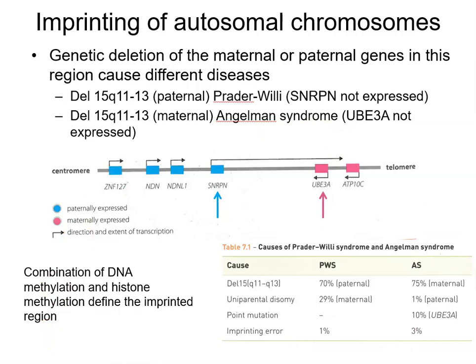However, this is a really difficult concept. If it's tipping you over the edge, maybe you want to skip the imprinting. It's there as a set of bonus, interesting slides if you are interested. But if you are interested, with these genetic abnormalities, deletion of this region will result in either Prader-Willi syndrome or Angelman syndrome, and these are known as imprinting diseases. Okay, that's probably enough on this topic.